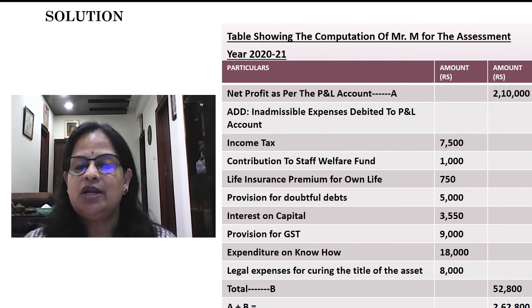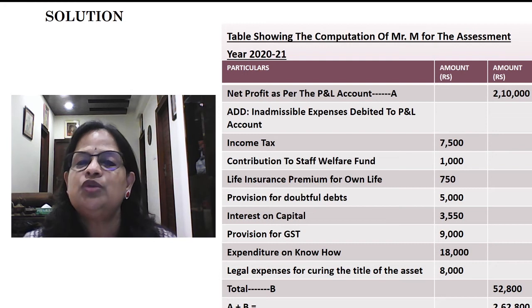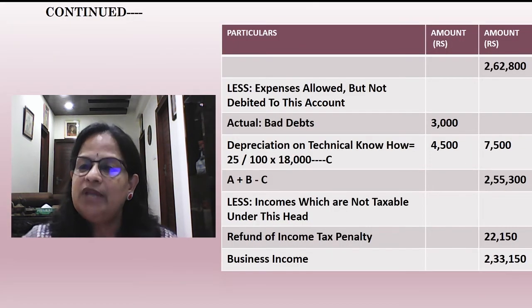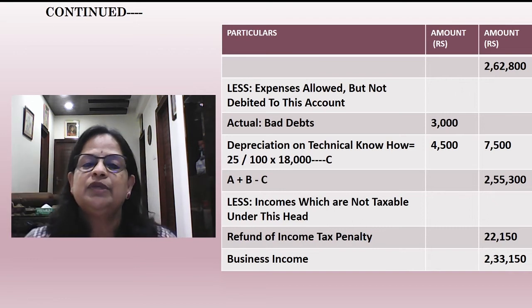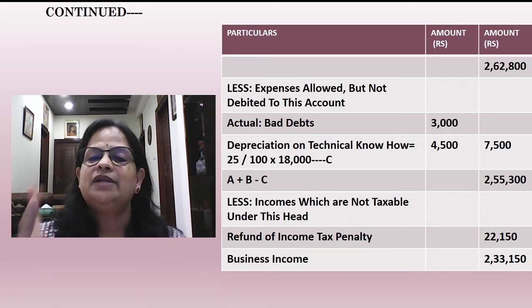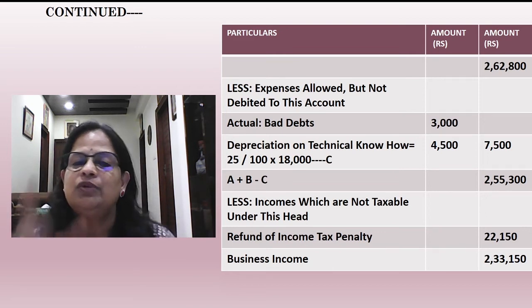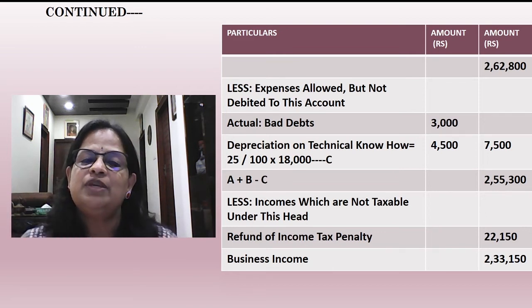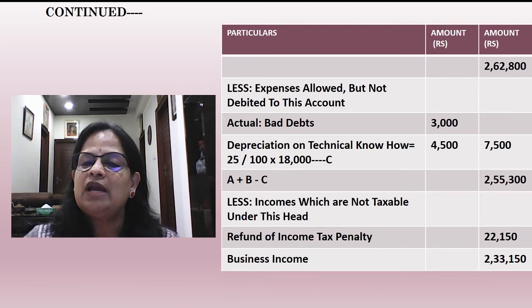So that is not allowed. So net profit plus this value, you are getting 2,62,800. Now that value, you have to allow what all items are actually allowed. So here you have to remember two items are there. Actual bad debts 3,000. Now depreciation on technical know-how. This value is not given in the additional information. You have to remember 25% for patents and know-how, technical know-how. So we are calculating 4,500. So 7,500 you will reduce.